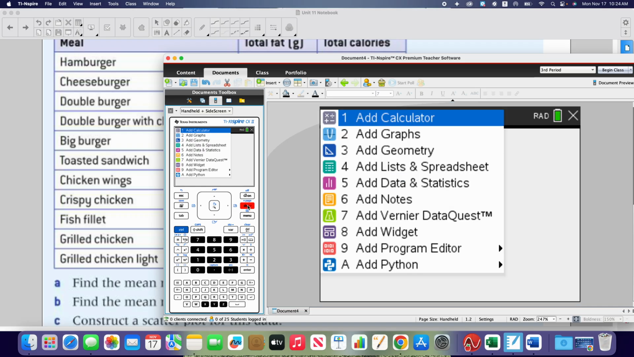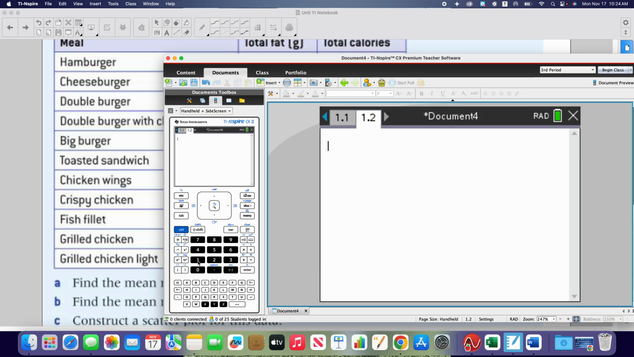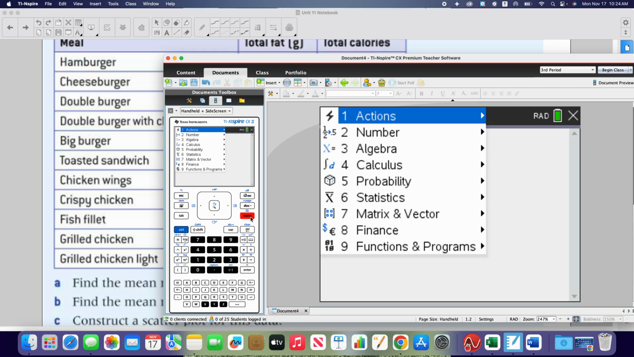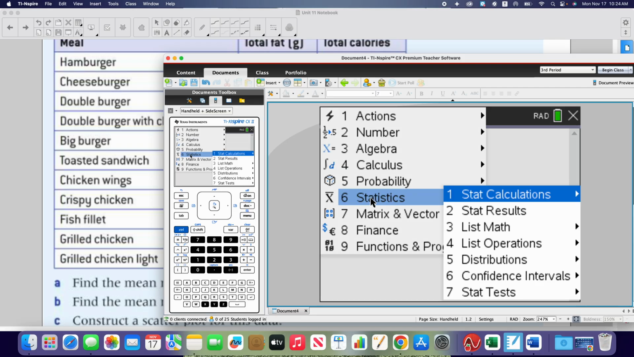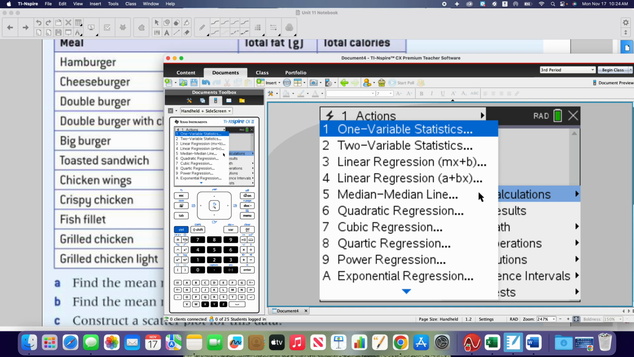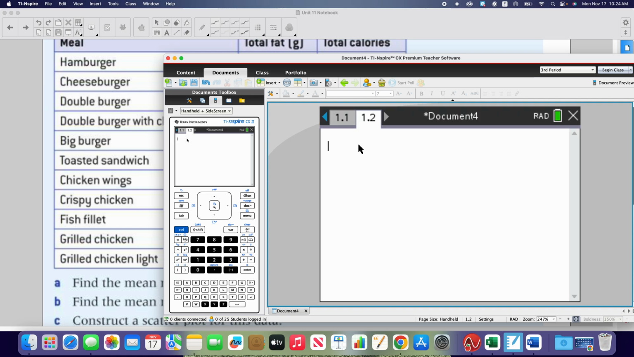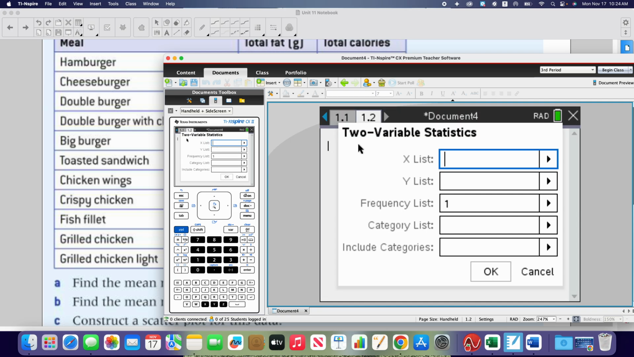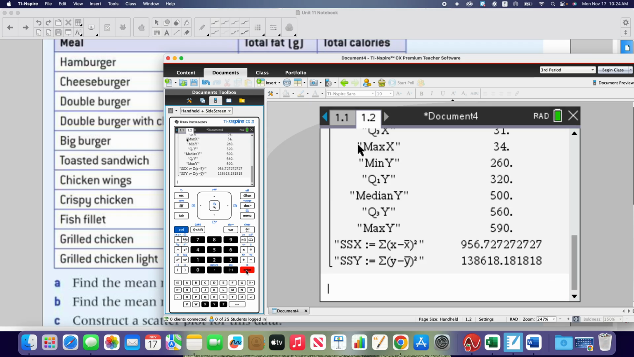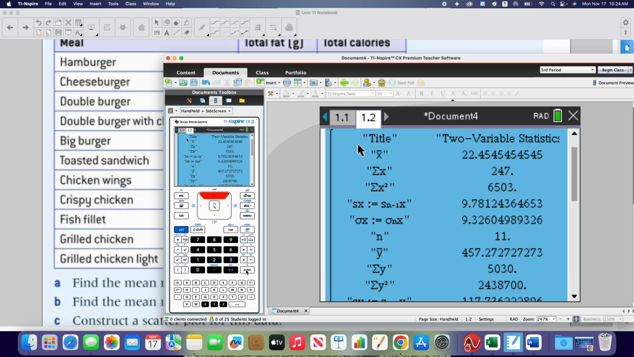Control dot. We're going to add a calculator. Menu number 6 is statistics. Stat, then go to stat calculations. I'm going to 2 variable statistics. All right. So my X list is X. My Y list is Y. And I hit enter there. I'm going to use my up arrow key so I can go to the top.